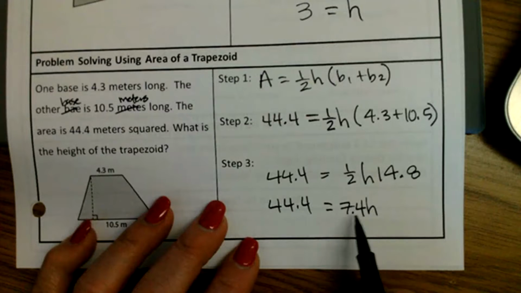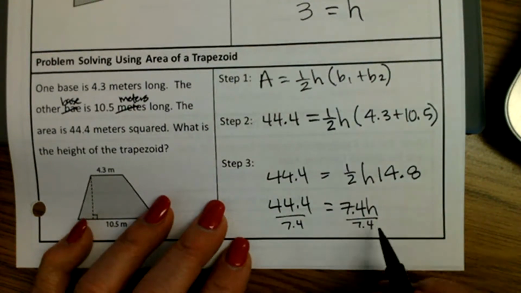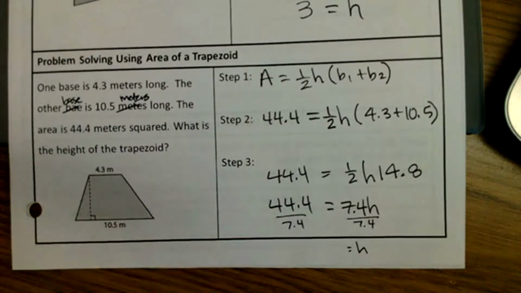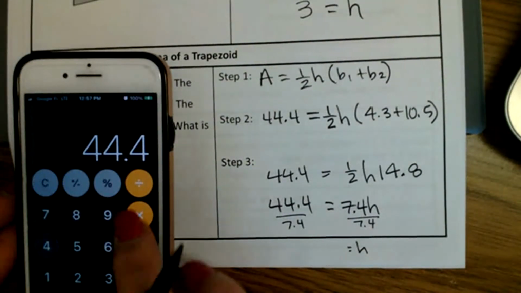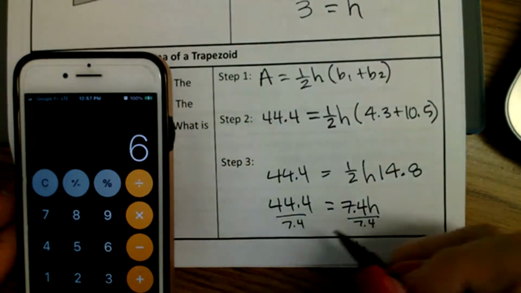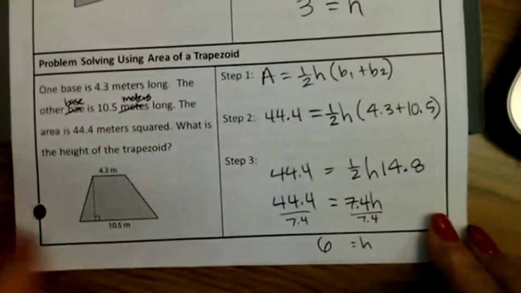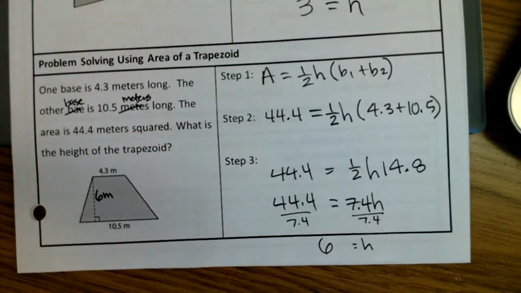Now here's my equation. Where's h? It's being multiplied, so I'm going to divide by 7.4, and last but not least, h is going to equal 44.4 divided by 7.4, which is 6. So h is 6, so the height is 6 meters.